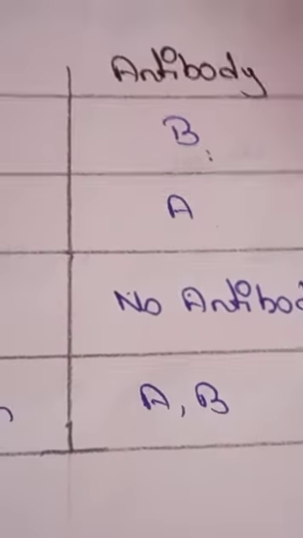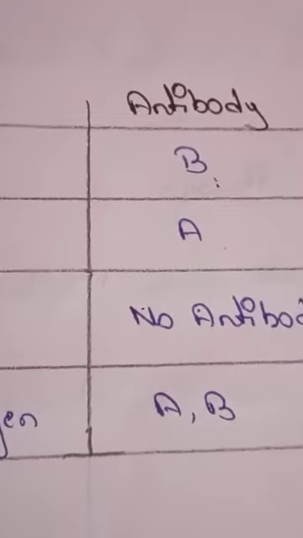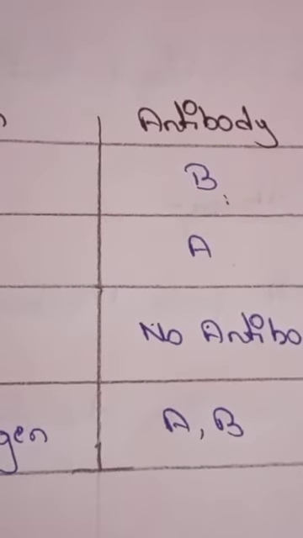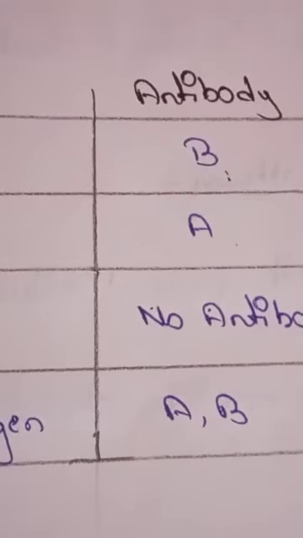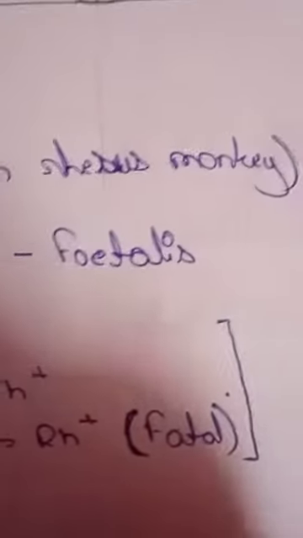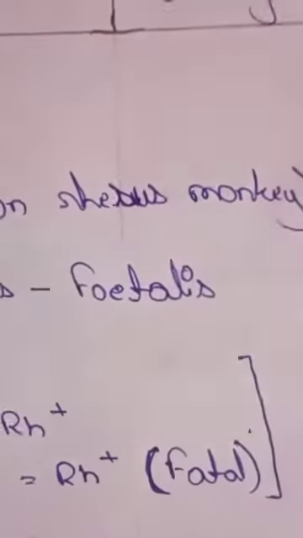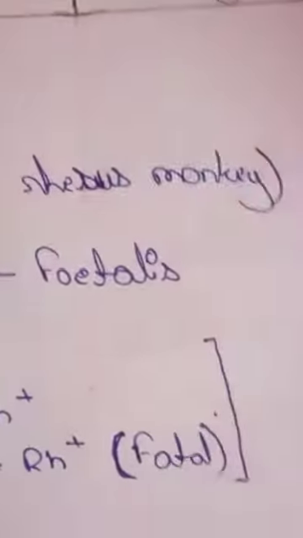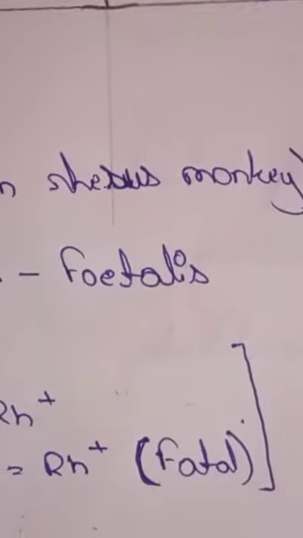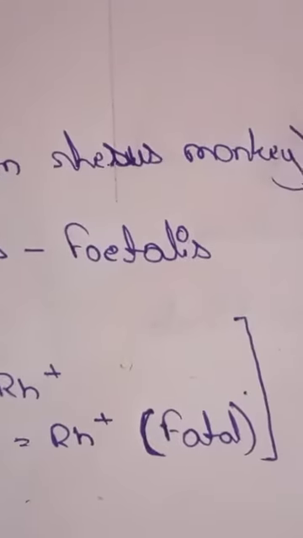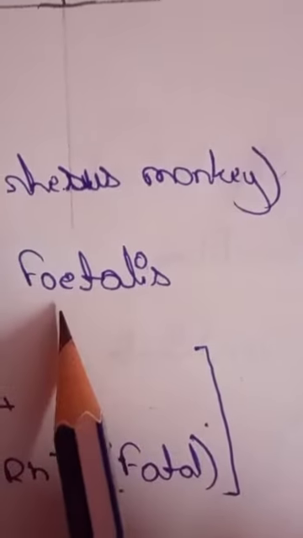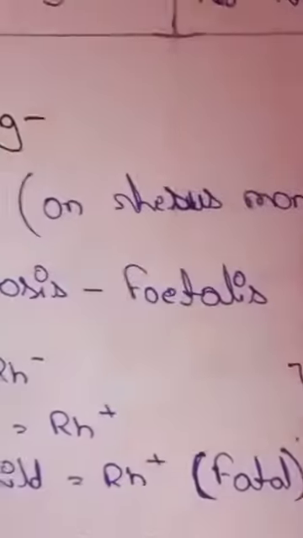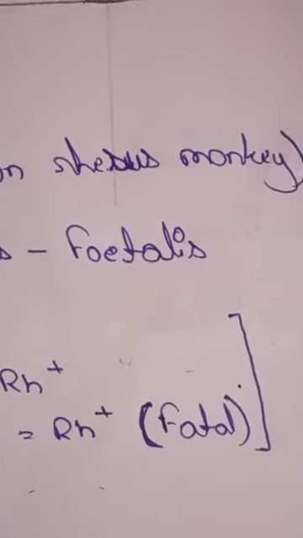Here a question has arrived: the universal donor is O negative blood group, and the universal acceptor is AB positive. The Rh factor, Rh antigen, is named for the rhesus monkey, meaning the Rh comes from the rhesus monkey. Then there is erythroblastosis fetalis.